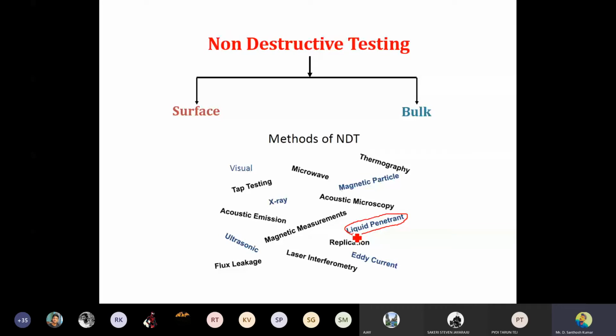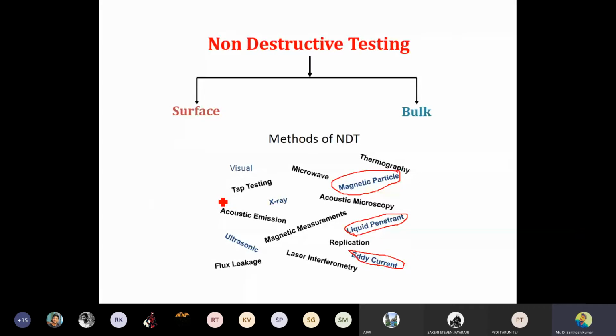And also magnetic particle test and eddy current test. So all these methods will fall under the first category, that is surface NDT method. So all these liquid as well as magnetic particle, eddy current. So eddy current, okay, somewhat it will go to some subsurface level, but generally eddy current method is also used for surface.